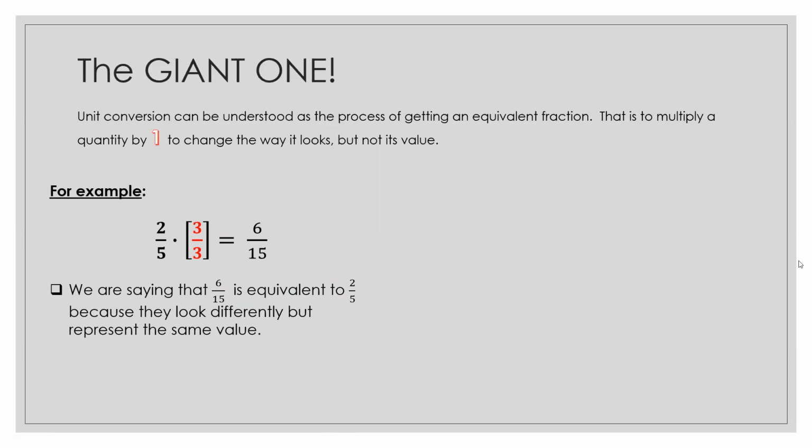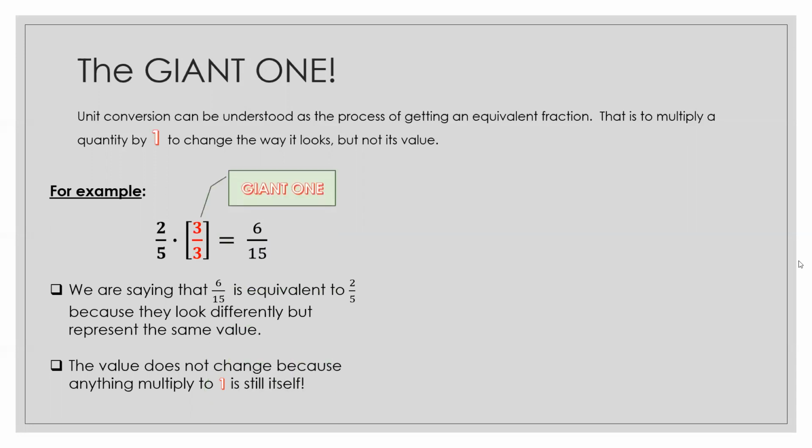And we say that 6/15 is equivalent to 2/5 because it just has a different look, but it still represents the same value. And the value doesn't change because, as we know, when we multiply something by 1, the answer is still itself, right? Like 3 times 1 is still 3, right? So this, again, 3/3 is our giant 1. That's what I call it.